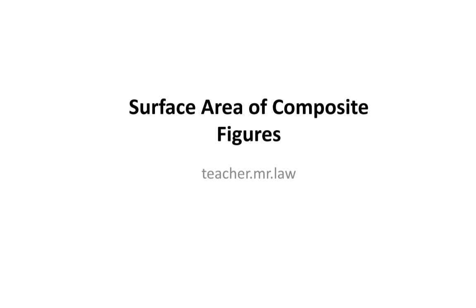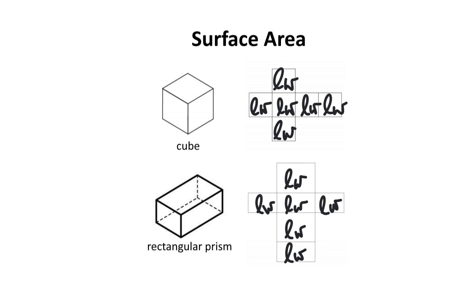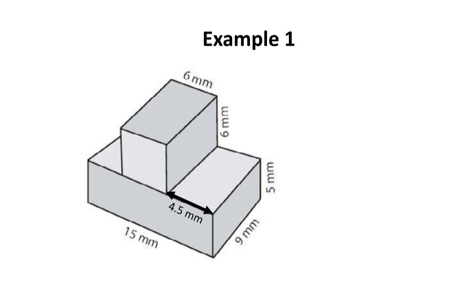In today's lesson, we'll be learning about surface area of composite figures. In a previous lesson, we learned that finding surface area involves finding the area of each face and adding them up. Since these faces are all squares or rectangles, you can use the formula length times width. In our first example, we want to find the surface area of this composite figure. To do that, we need to find the area of each face, then add them up.